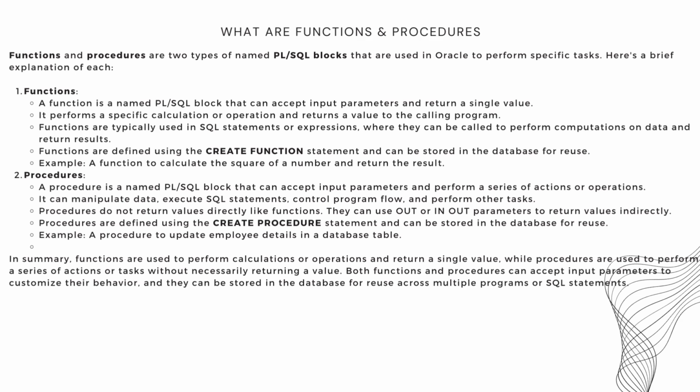In summary, functions are used to perform calculations or operations and return a single value, while procedures are used to perform a series of actions or tasks without necessarily returning a value. Both functions and procedures can accept input parameters to customize their behavior, and they can be stored in the database for reuse across multiple programs or SQL statements.